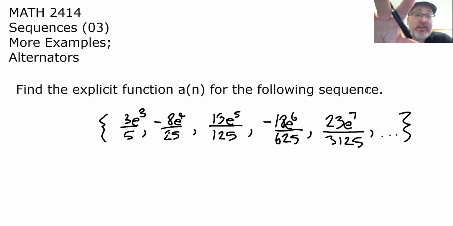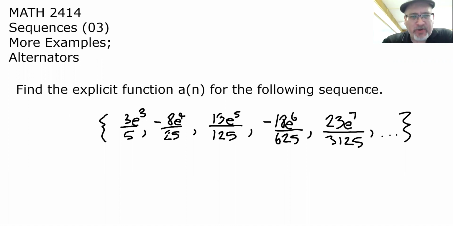Actually, we're going to do one example and talk about alternators, which is a term that I coined when teaching this class, but it's a phenomenon that shows up regularly. In fact, it shows up in this particular example. We're going to find the explicit function an for the following sequence.